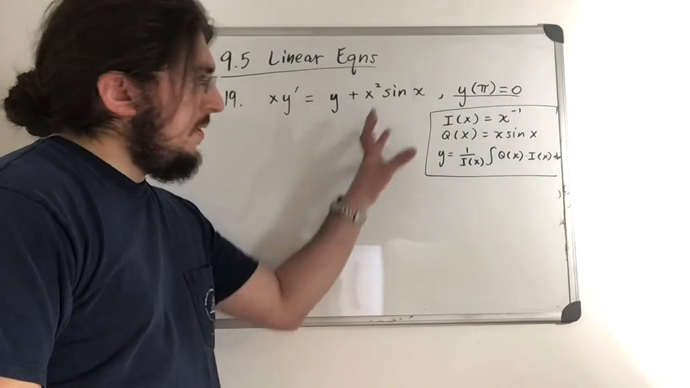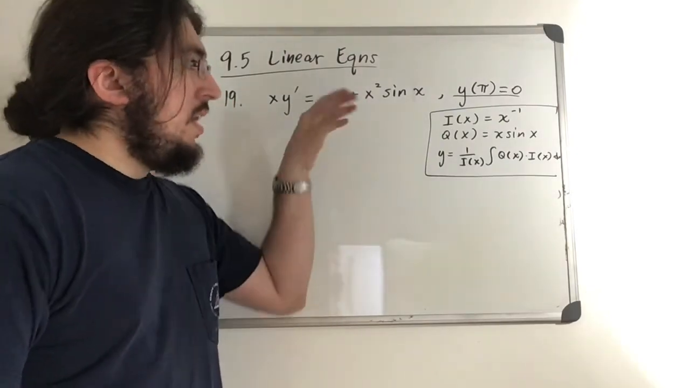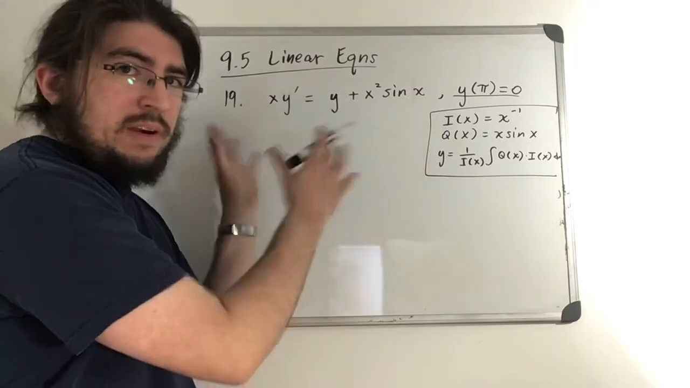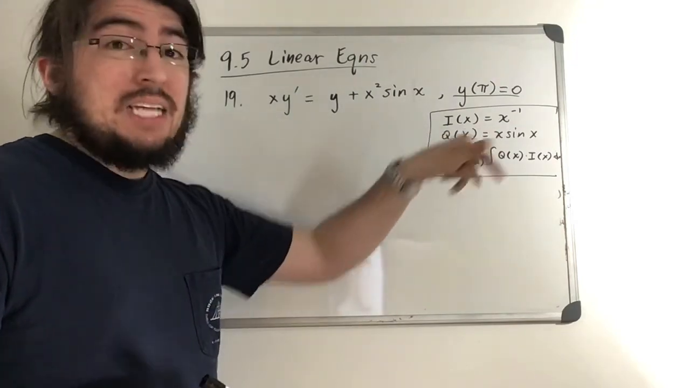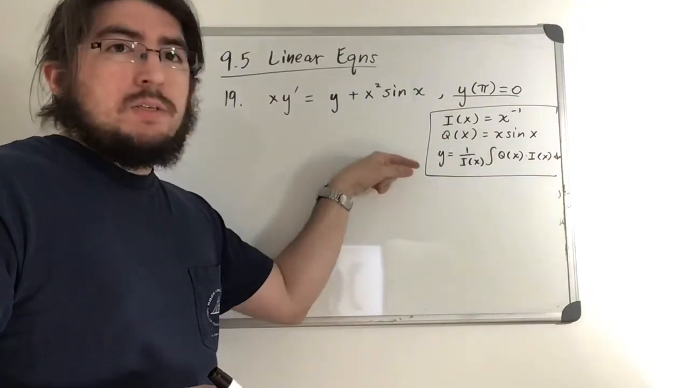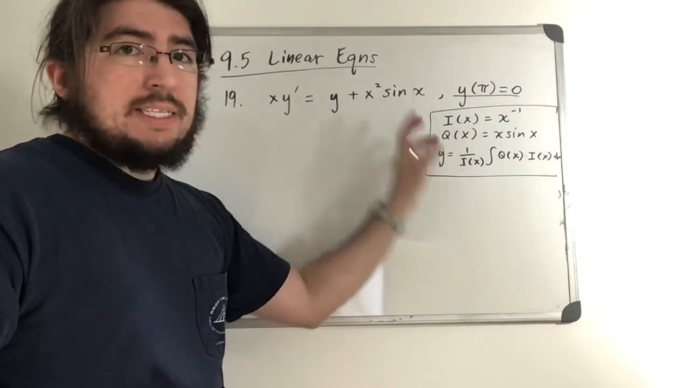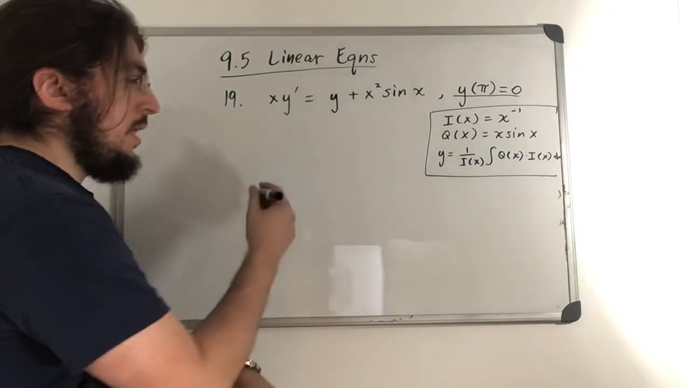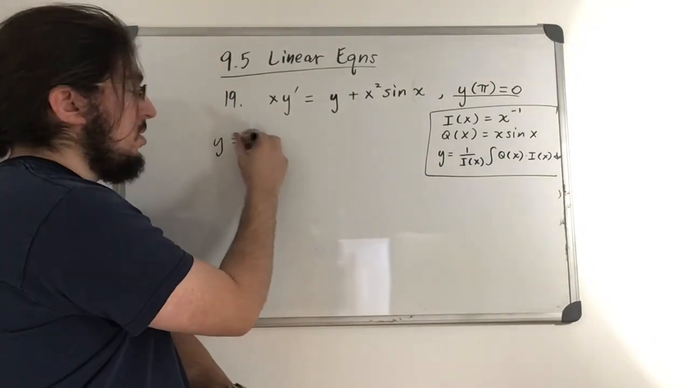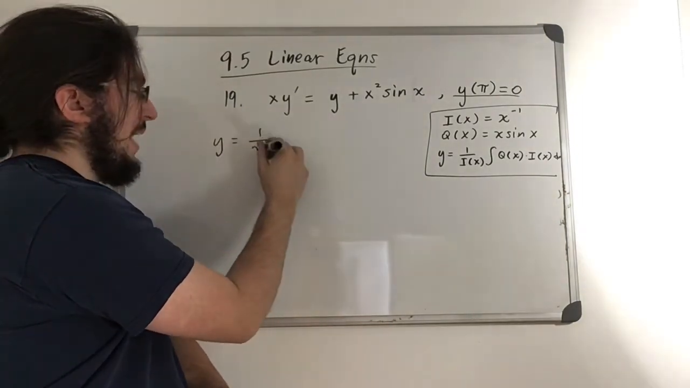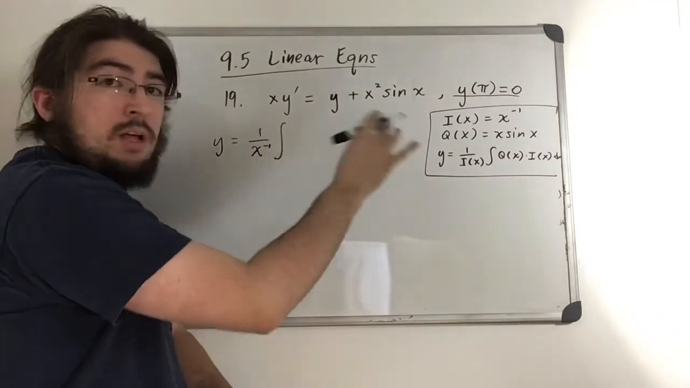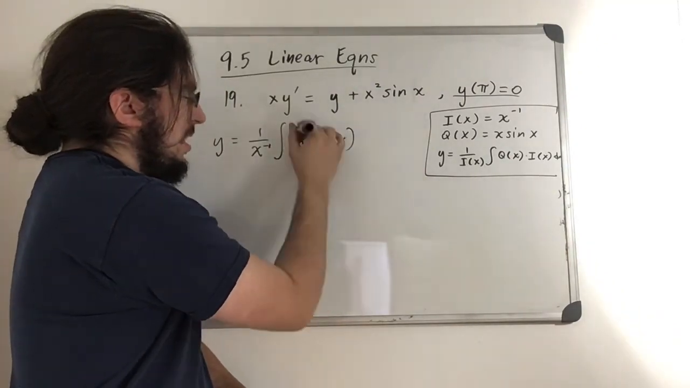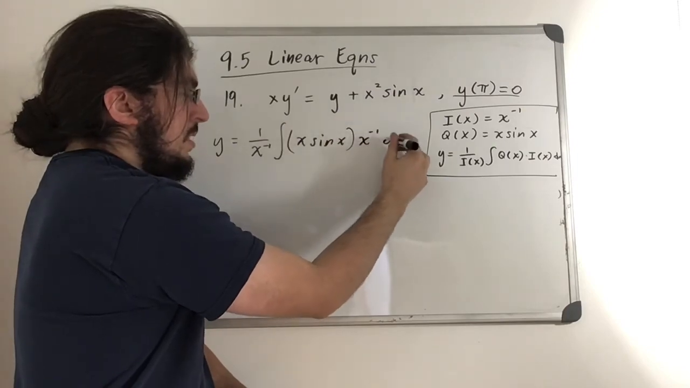Alright, so I boxed a bit of information here that we just discovered. The integrating factor is x to the negative 1. Q of x, after moving everything over in the formula, ended up being x sine of x. And we want to use this formula, y is equal to 1 over I of x times the integral of q of x times I of x dx. So let's plug and chug, basically. So we're going to get y is equal to 1 over x to the negative 1 times the integral of q of x times I of x dx.